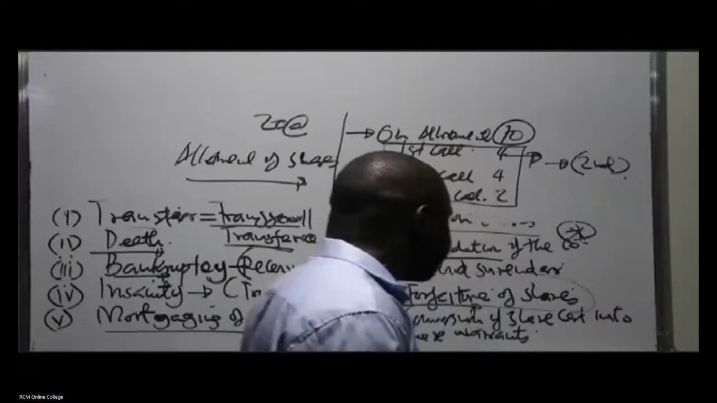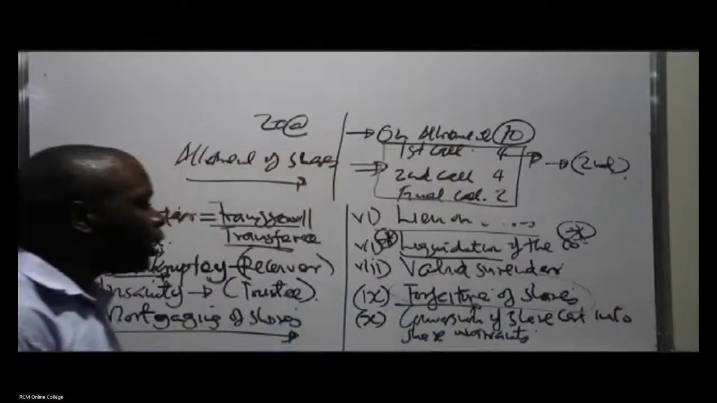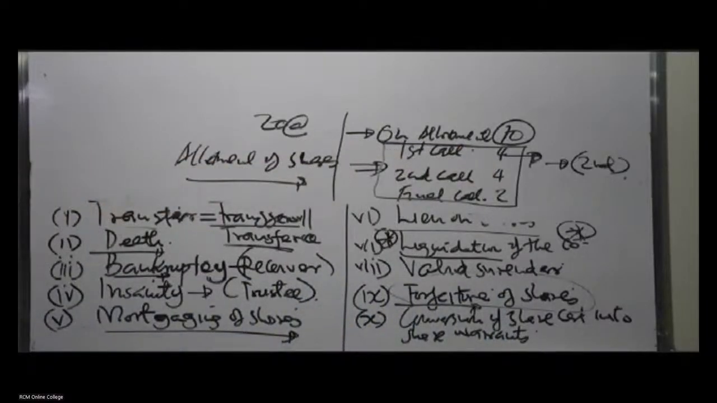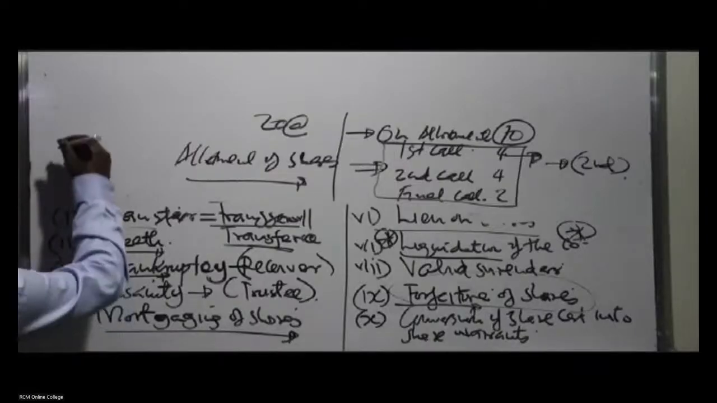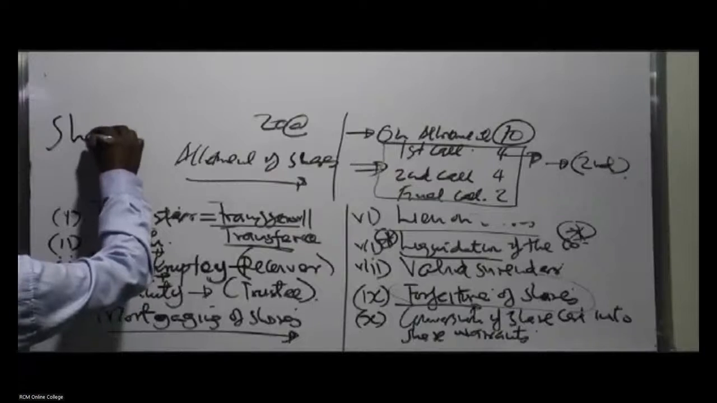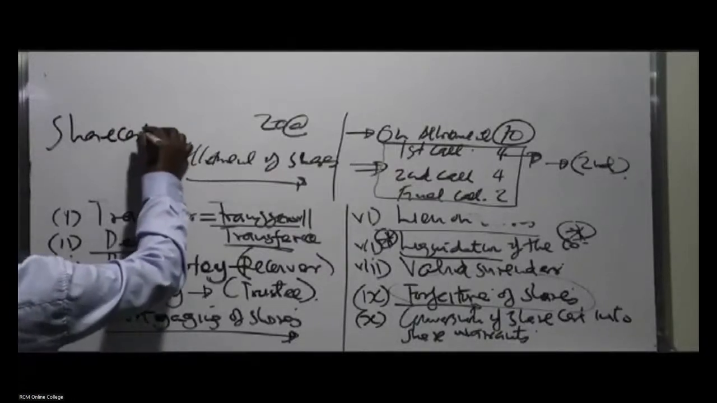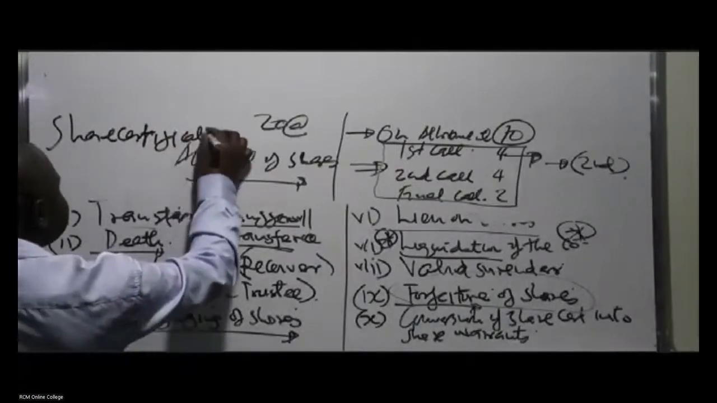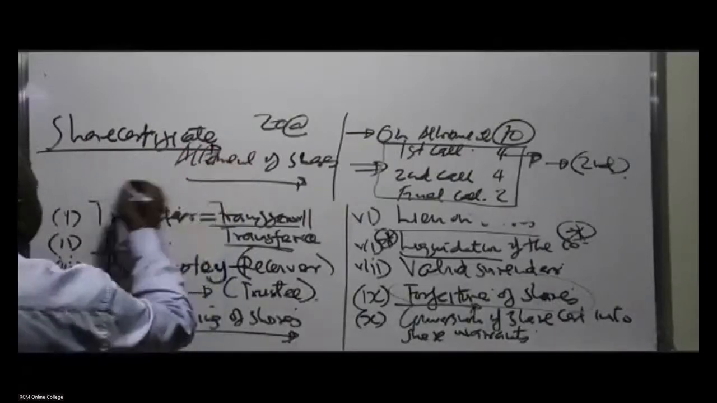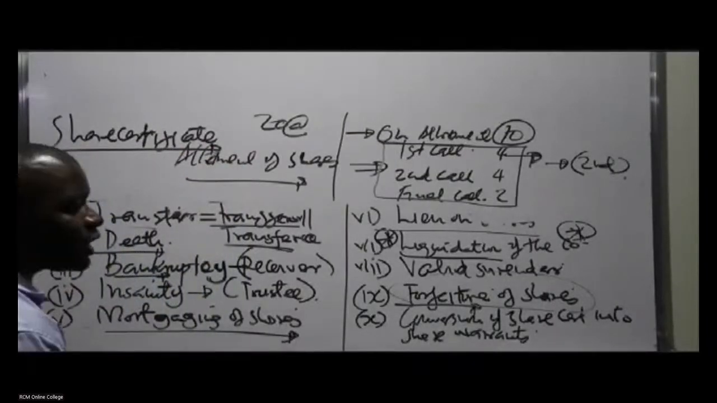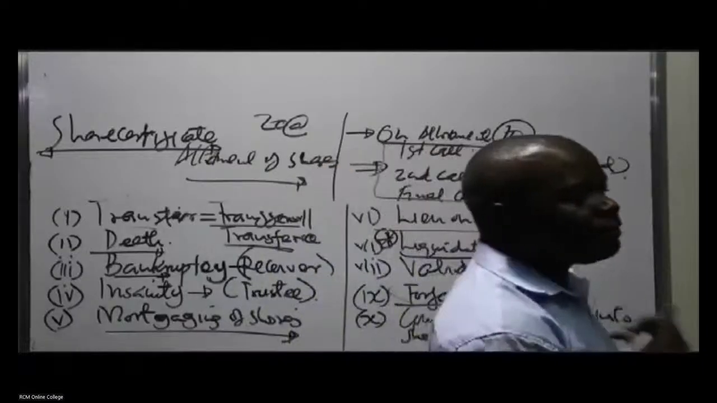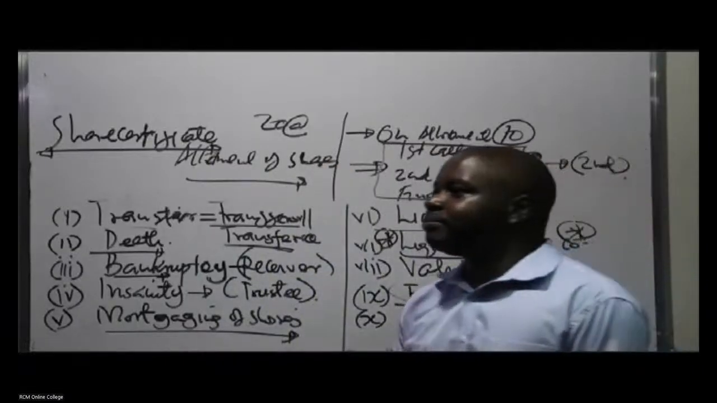Conversion of a share certificate into what? A share warrant. You know, when you buy the shares of the company, Gloria, you'll actually be given what? A share certificate. This one will authenticate or indicate that indeed, Gloria, you are a valid shareholder, a valid member of the company.